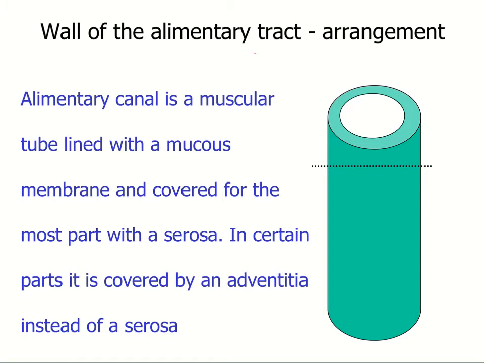The alimentary canal is a muscular tube lined inside with a mucous membrane and covered for the most part with a serosa outside. In certain parts, it is covered by an adventitia instead of a serosa. Now we are going to take a look at the general arrangement of the wall of the alimentary tract as seen in a cross section.